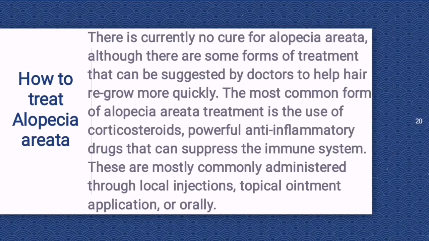So, how do we treat alopecia areata? Unfortunately, there is currently no cure for alopecia areata, although there are some forms of treatment that can be suggested by doctors to help hair regrow more quickly. The most common form of alopecia areata treatment is corticosteroids, powerful anti-inflammatory drugs that can suppress the immune system. These are most commonly administered through local injections, topical ointment application, or orally.